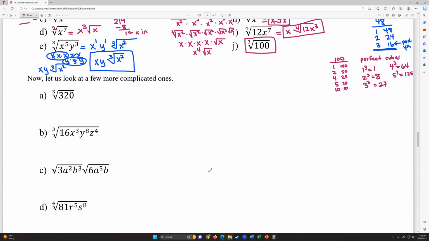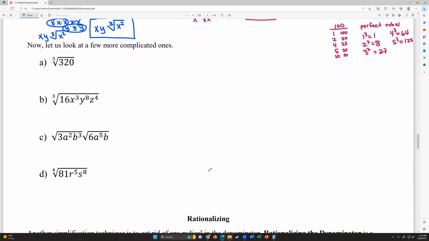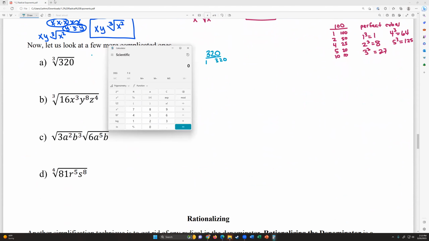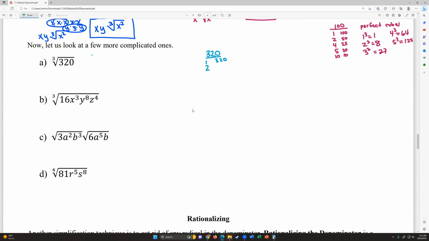All right, so let's do a few more that have more variables and are a little more complicated. So let's look at this one right here. 320, I'm looking for perfect cubes again, so I've got my list right there. So 1 times 320, then I'll divide 320 to see if it's divisible by 2 evenly. Oops, not 3. Well, we already know 3 doesn't work then. Divided by 2, that's 160.